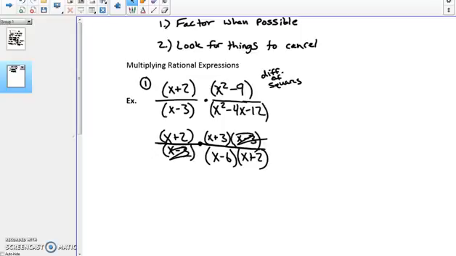Anything else that can cancel? You might look through this and say, oh yeah, x plus 2 and x plus 2. Great. So that leaves us with x plus 3 over x minus 6. And if we're talking domain, which we need to remember, we can use all real numbers here except whatever was on bottom. Now remember, we got to go back to the big expression before we canceled when we talk about domain. So that would be 3, 6, and negative 2.